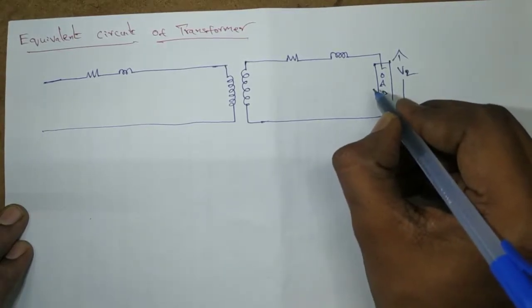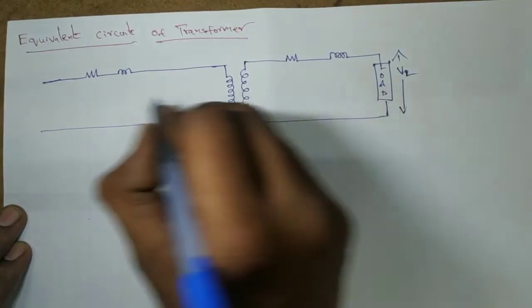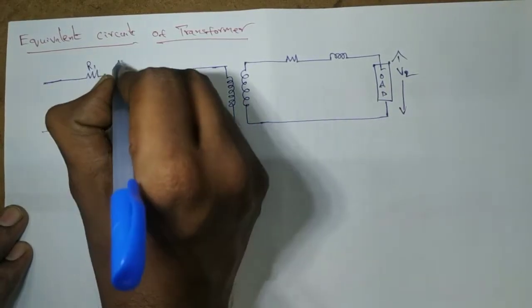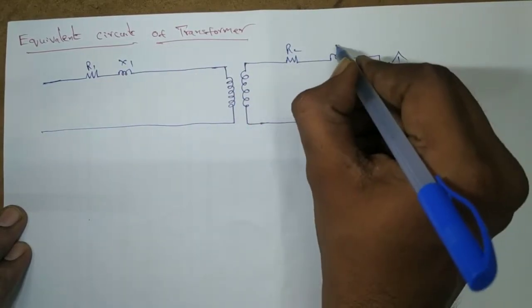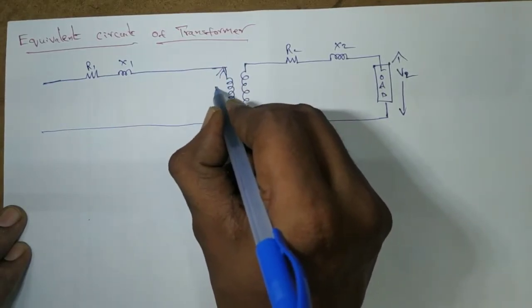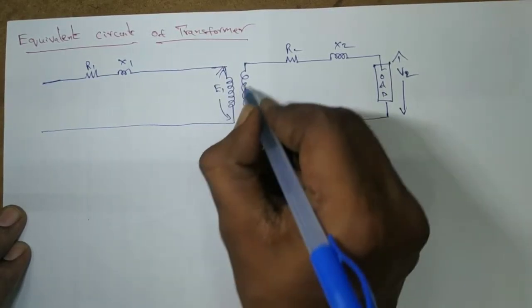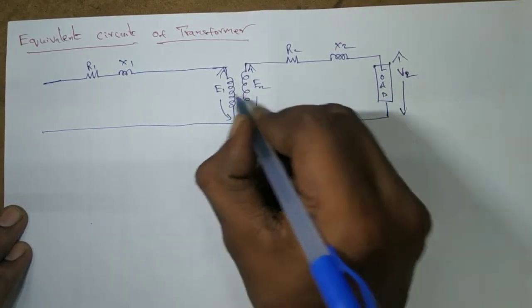And we already know that for a practical case, there will be losses. That is known as no load current, which consists of two components, core component and magnetizing component. So that should also be represented in the equivalent circuit of a transformer.